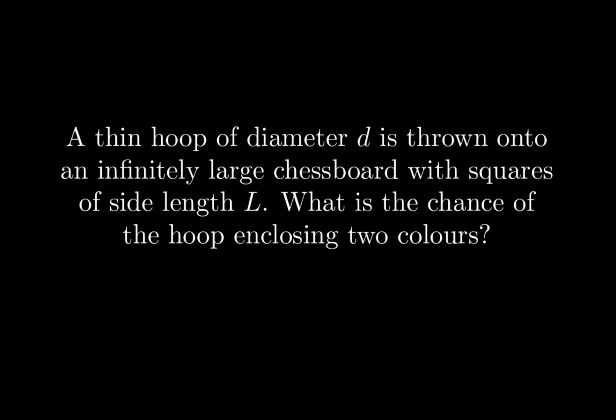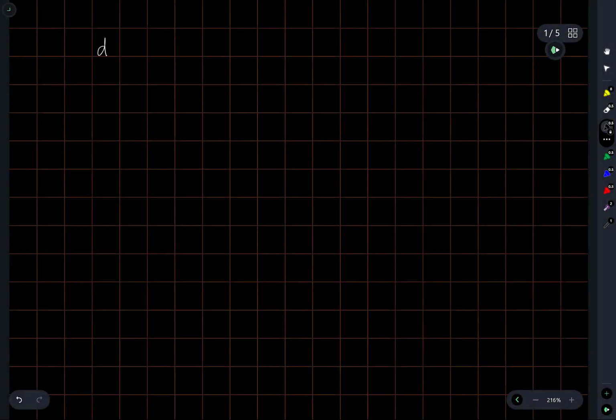Now, if the radius of the hoop is sufficiently large, then this will always happen, right? If the diameter is greater than the side length, then it doesn't matter where you throw it. It'll always touch at least two squares. So we're going to assume that the diameter d is less than L.